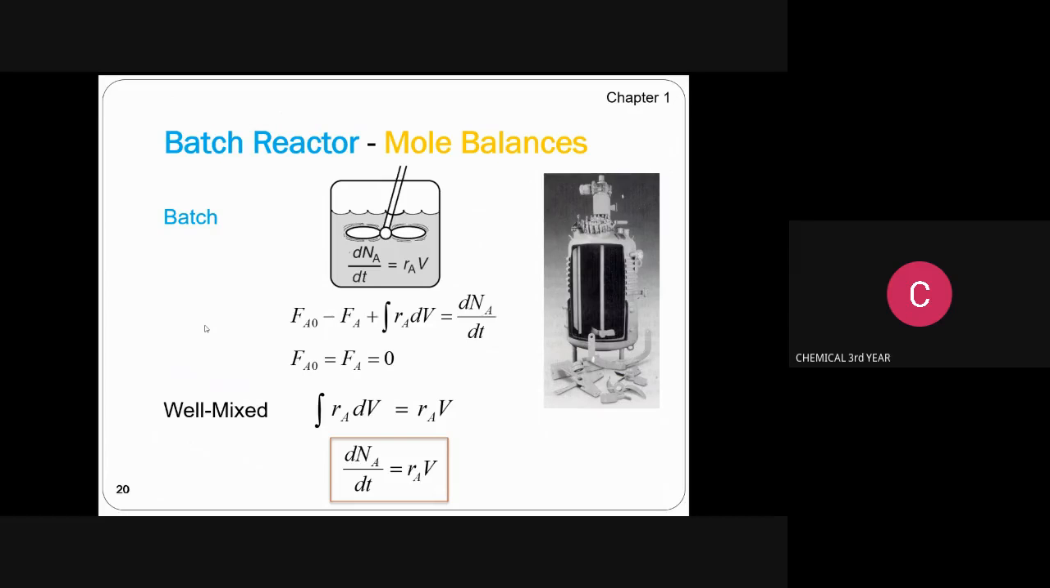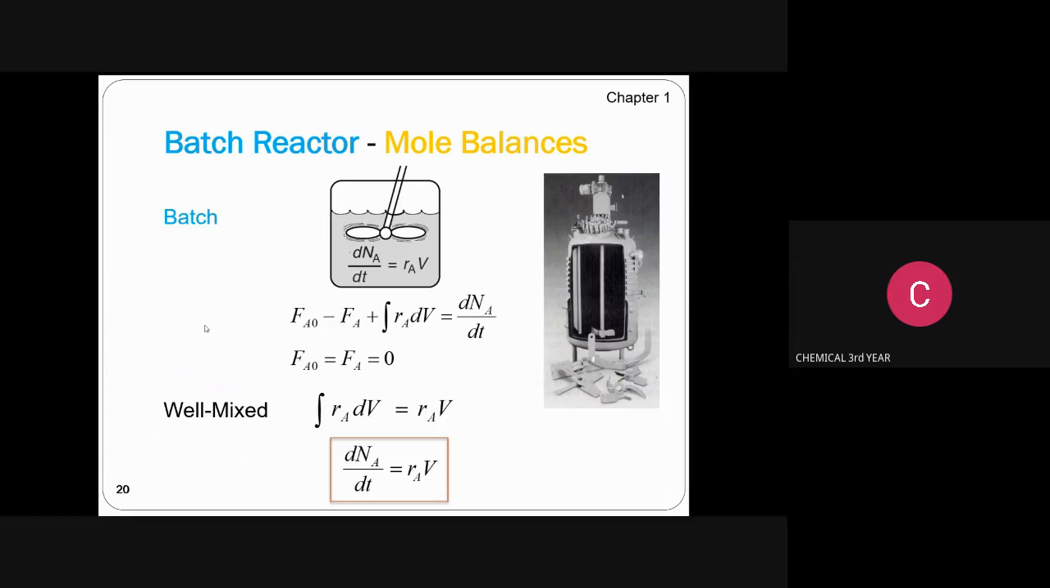In the diagram, FA0 is the input, FA is the output, plus accumulation, that is the integral of RA dV equal to dNA divided by dt. Then FA0 and FA become 0, so automatically the well-mixed equation becomes the integral of RA dV equal to RA V. Finally, we have to know about the calculations of the basic fundamentals used in the batch reactor.